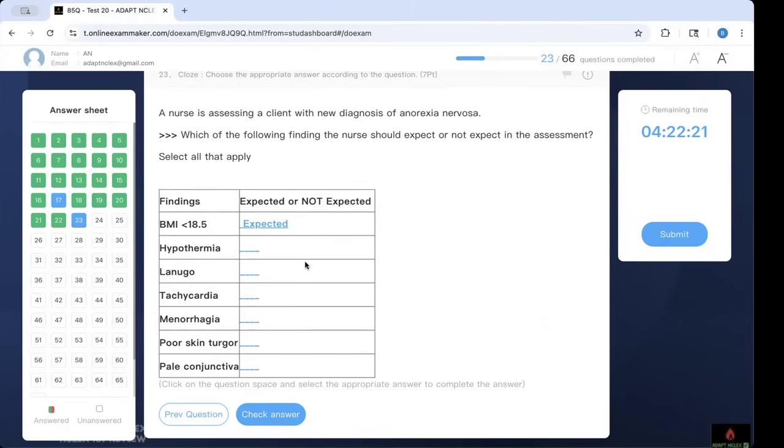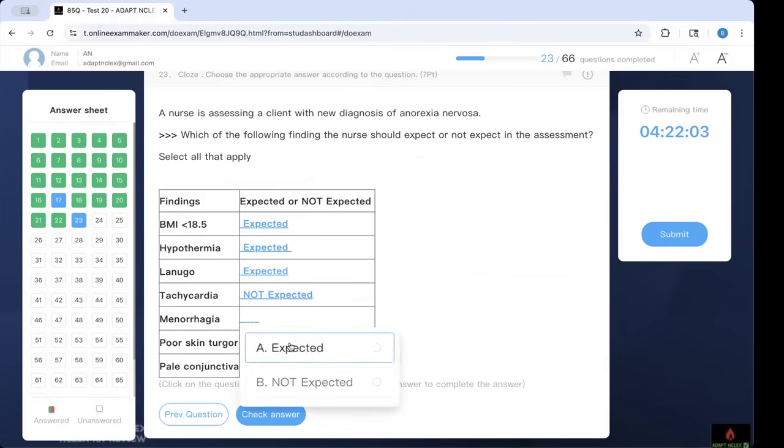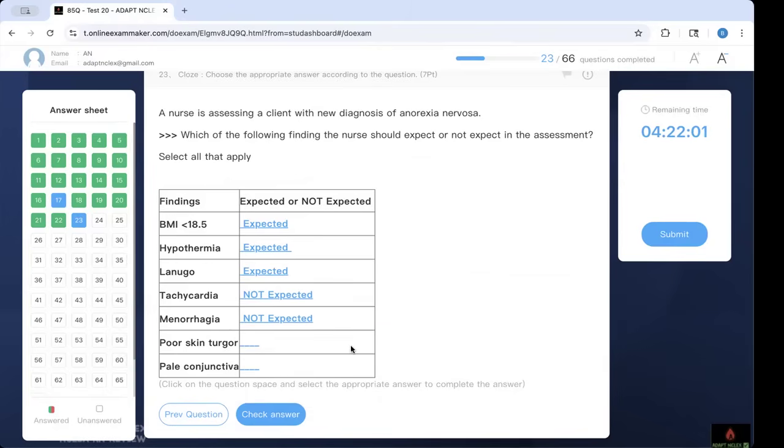BMI less than 18.5 is expected in anorexia. Their temperature is going to be low, expected. They're going to have lanugo, expected. They're going to have what? Bradycardia, not tachycardia. They're going to have what? Less menses, so amenorrhea, not menorrhagia. That means they're going to have a lot of menses. No, not expected. Skin turgor is going to be poor, and a pale conjunctiva.